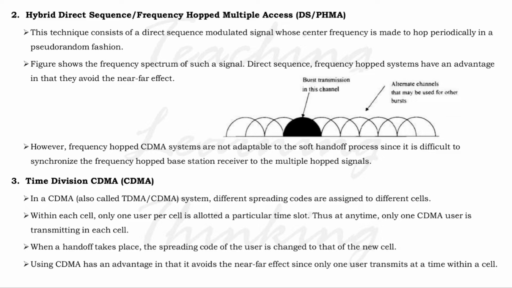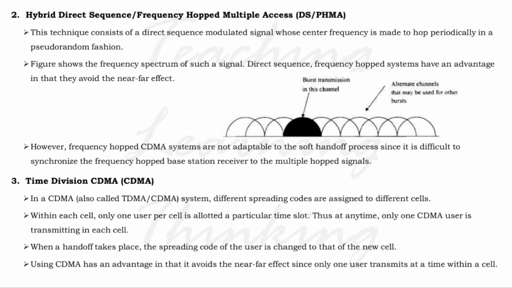The figure shows the burst transmission in this channel and the alternative channel that may be used for another burst. Here the center frequency is made to hop periodically in a random fashion, and this avoids the near far effect. However, frequency hopped CDMA systems are not adaptable to the soft handoff process, since it is difficult to synchronize the frequency hopped base station receiver to the multiple hopped signals.